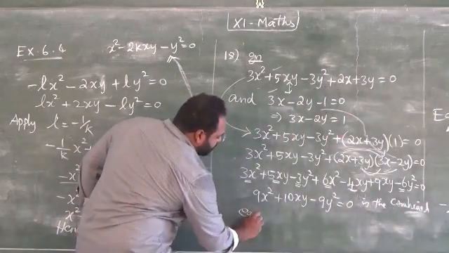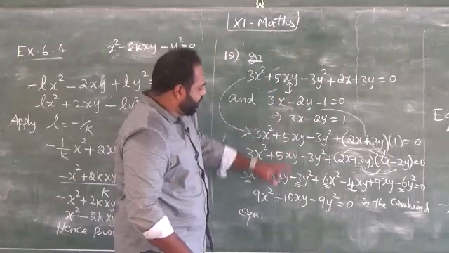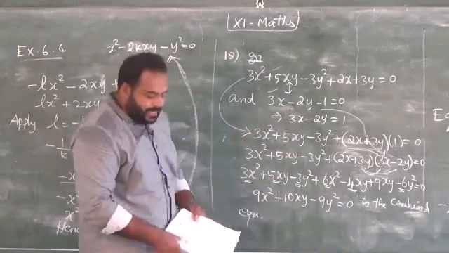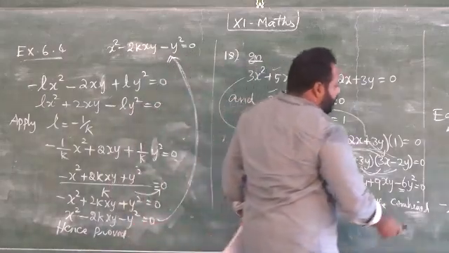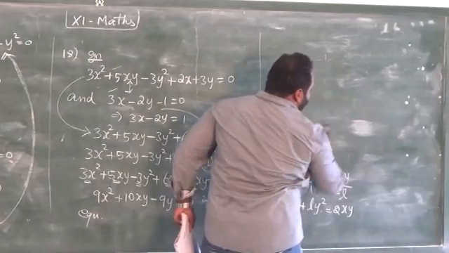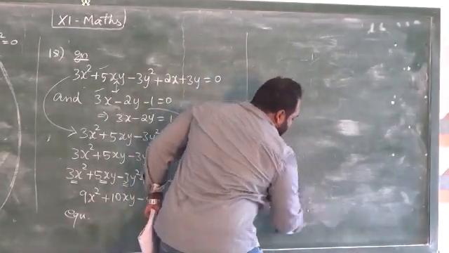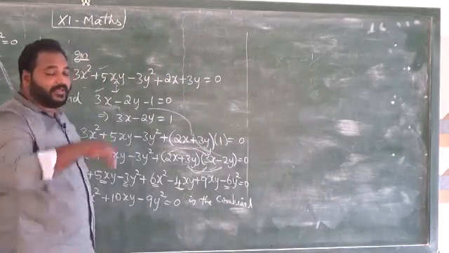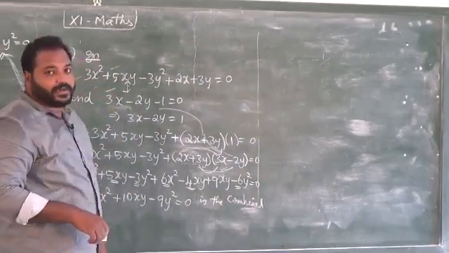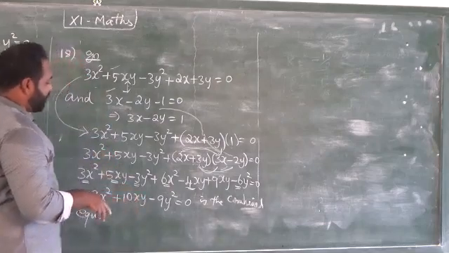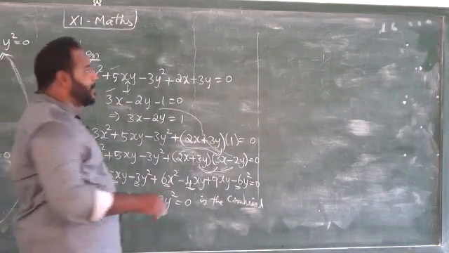So now I have found the combined equation for the given two equations. Next I have to prove it forms a right angle. If the lines make an angle of 90 degrees, they are supposed to be perpendicular lines. Definitely it will be perpendicular, then only we will get the angle 90 degrees. So we have a condition for perpendicular.